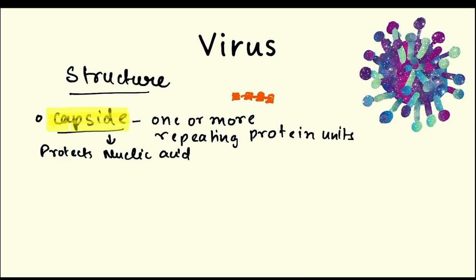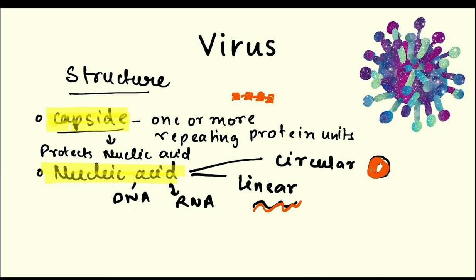Let's talk about its structure. So, it's made up of the capsid. Capsid is the outer layer, and it is made up of one or more repeating protein units. It kind of looks like this orange structure. What it does essentially is that it protects the nucleic acid inside.